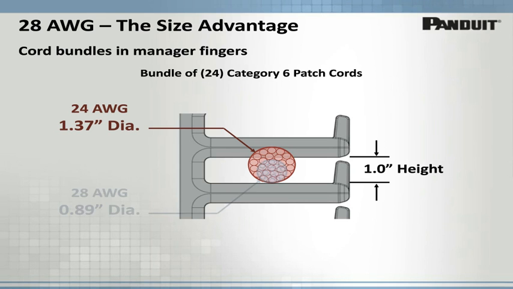In comparison, here is the true-to-scale bundle of 24 of the 28-gauge cords, again, based on the dimensions that we just looked at, which have a diameter less than the opening size as a bundle, and therefore fit easily and can easily be worked with.